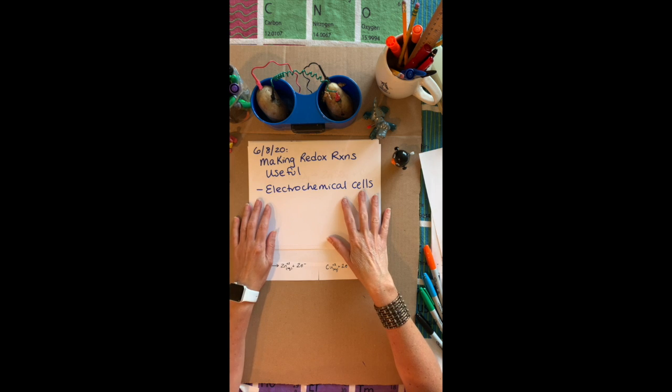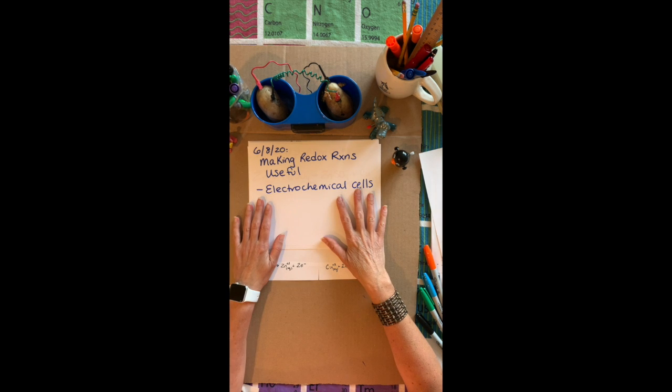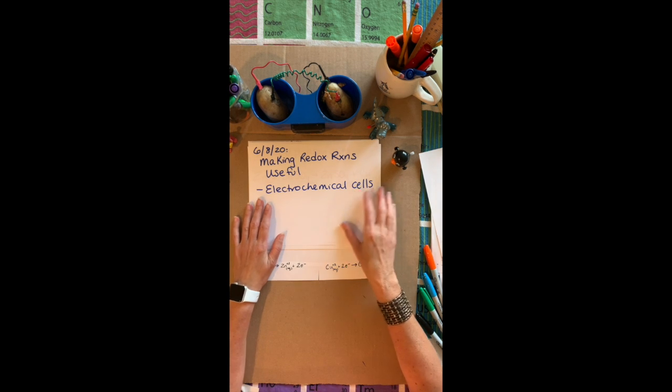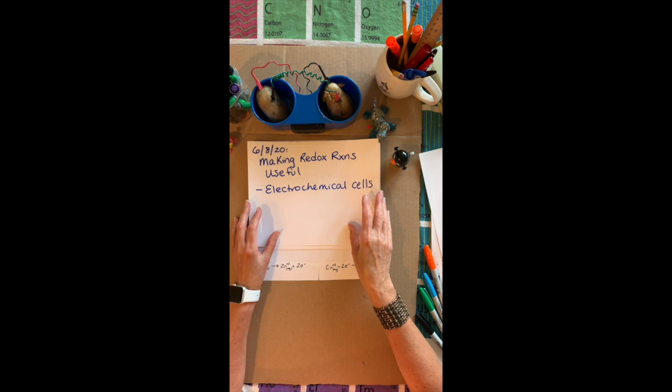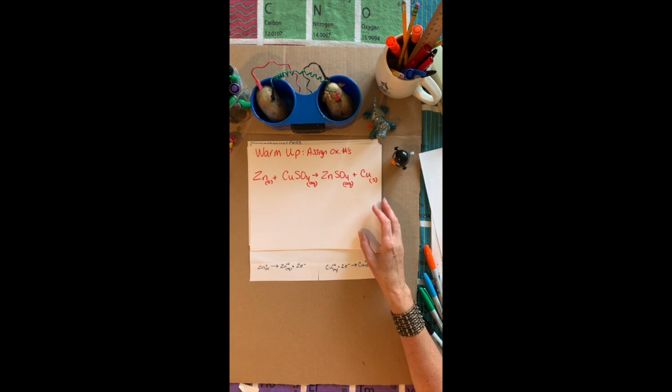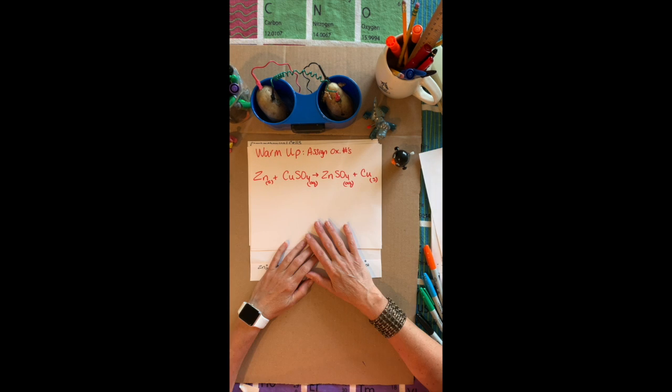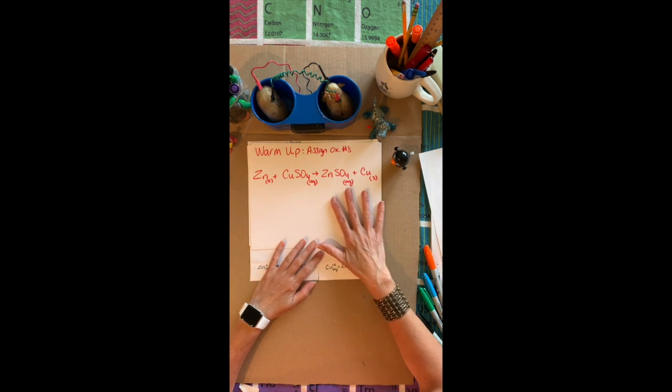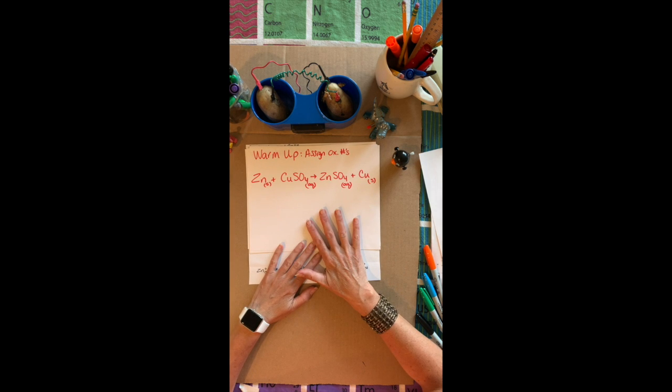So our focus today is one type of electrochemical cell, and it's called a voltaic or galvanic cell. Let's start with a warm-up. We're going to start by analyzing this chemical reaction.